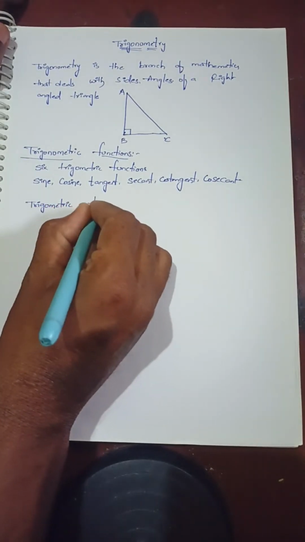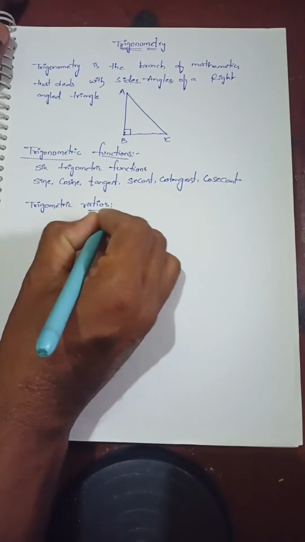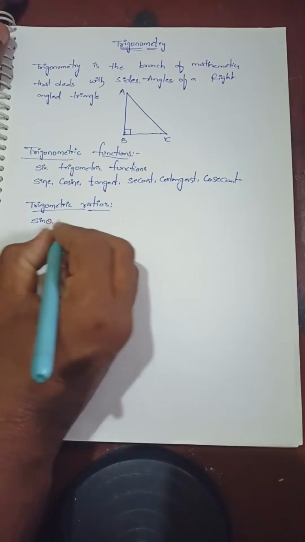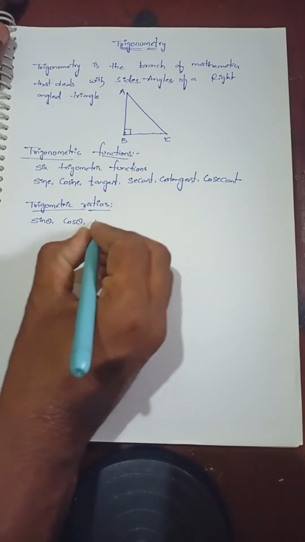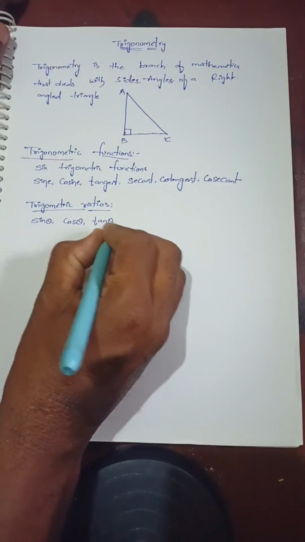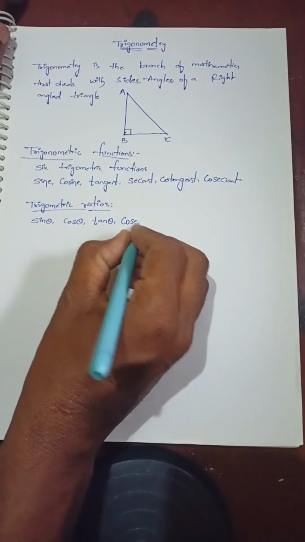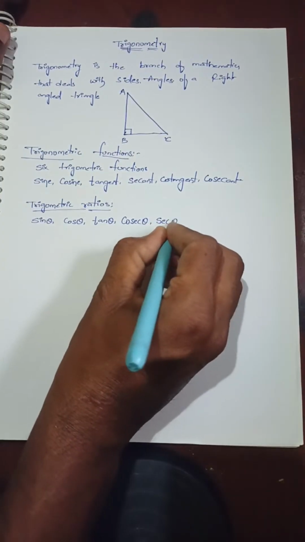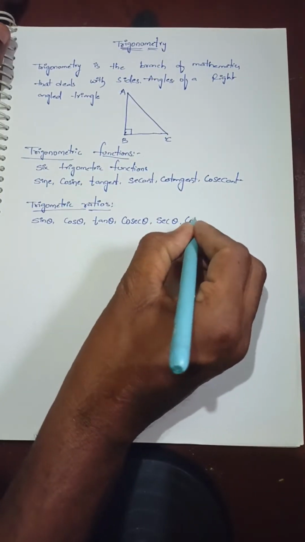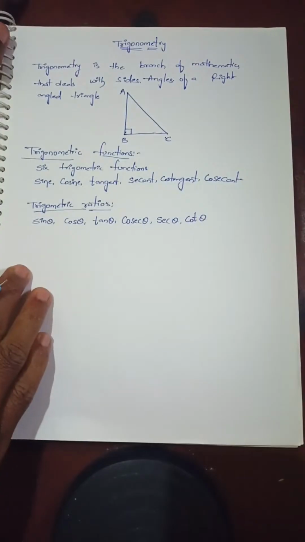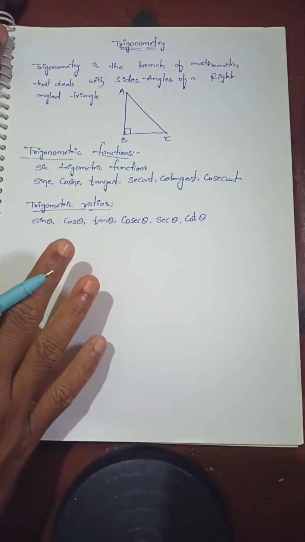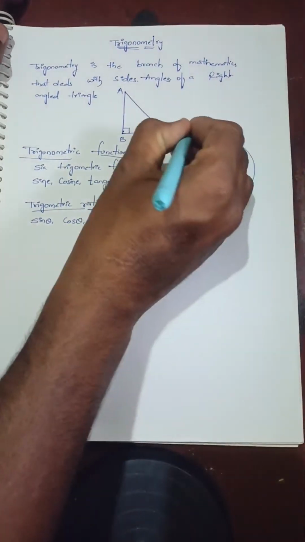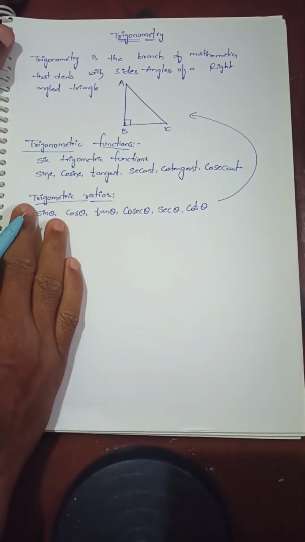Trigonometric ratios are sin theta, cos theta, tan theta, cosec theta, sec theta and cot theta. These are the 6 trigonometric ratios which we are going to apply in the right angle triangle.